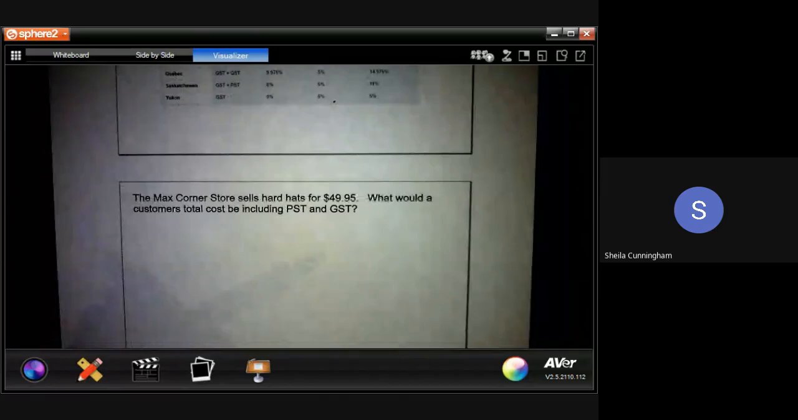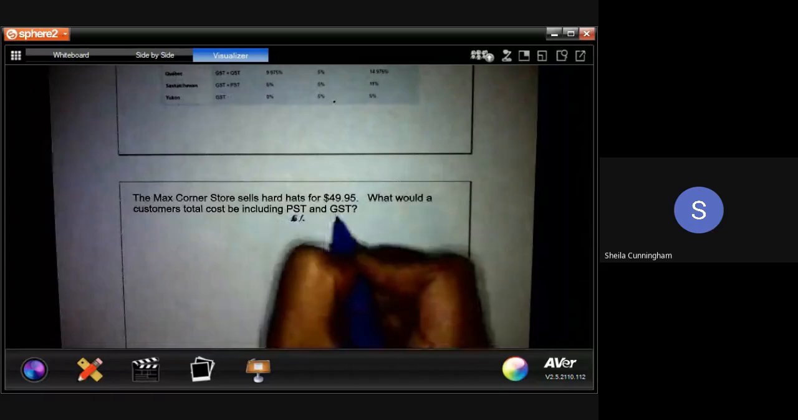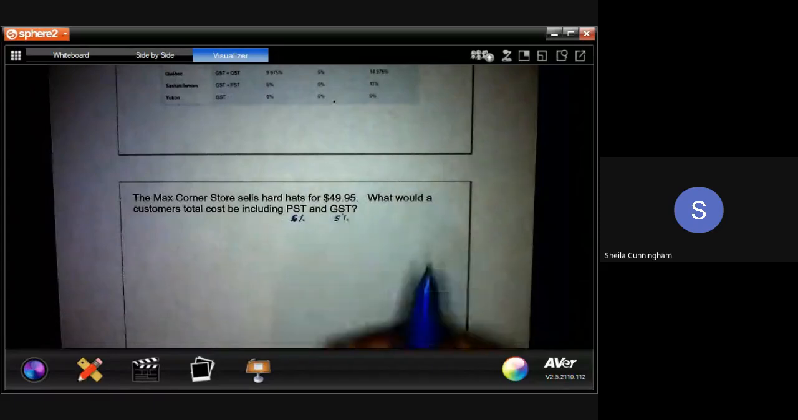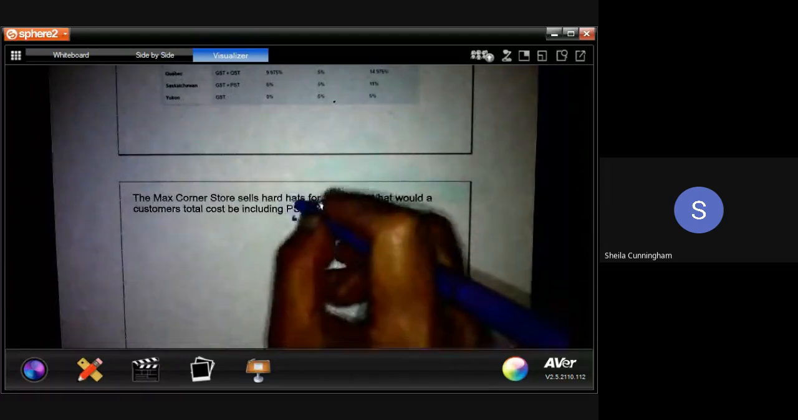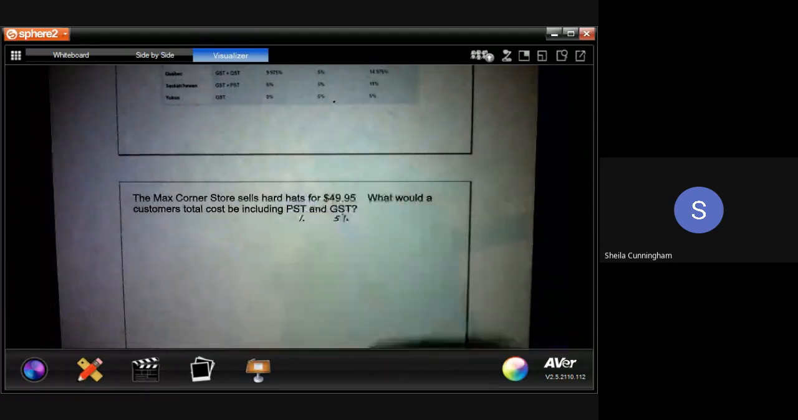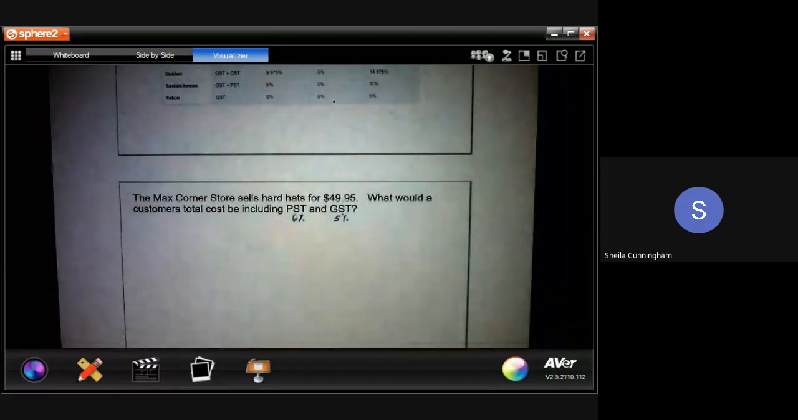Max Corner Store sells hard hats for $49.95. What would a customer's total cost be, including PST and GST? In this instance, we're going to pretend that this is in Saskatchewan, so we have a PST of 6% and our GST at 5%. Unless it states otherwise, we're going with the assumption that we're working within our province, 6% and 5%.